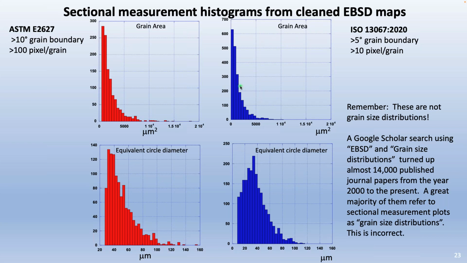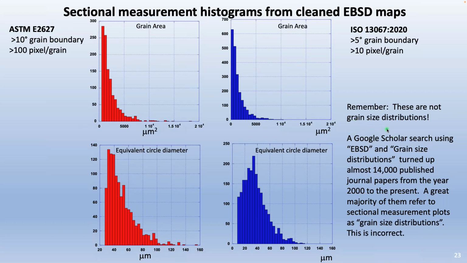And you see here there are some differences because we're looking at 100 pixels per grain. We don't see a lot of very small grains with the setup that was chosen for these maps. Same thing with equivalent circle diameter. With the ISO, we have a peak down toward the smaller grains because now we're allowing 10 pixels per grain. Now remember, these are not grain size distributions. These are measurements on a plane. That's it. These are section measurements.